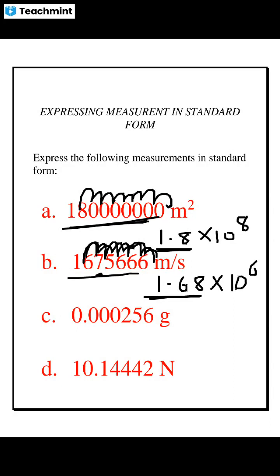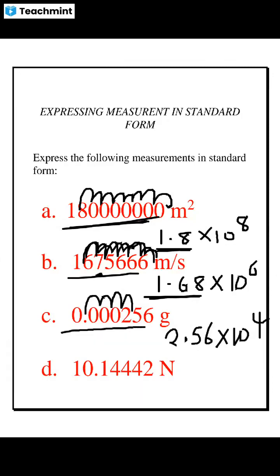Let's do this one. Well, I want to put this one in standard form. 1, 2, 3, 4. So that's going to be 2.56 times 10 raised to power 4. Now look at it. 0.0000256 is a very, very small number. I've made it big. I've made it into 2.56. So I need to make this one negative so that I can scale it back to the value that it is.